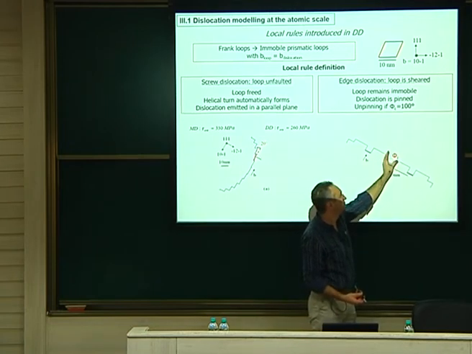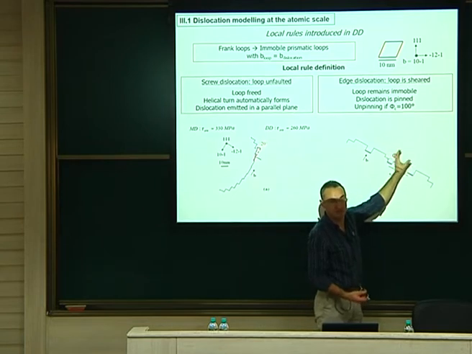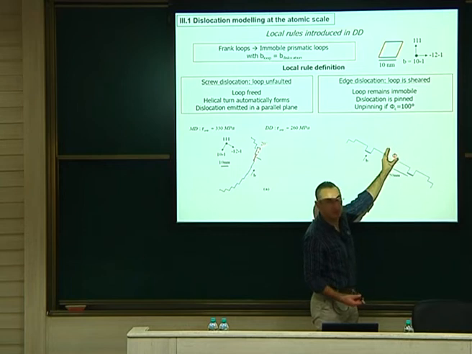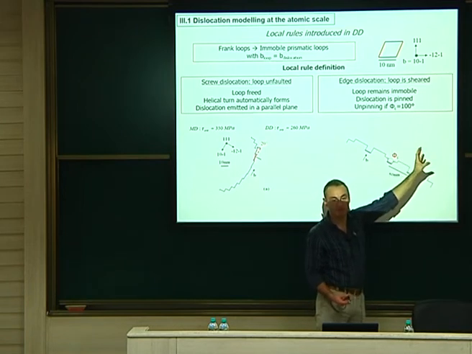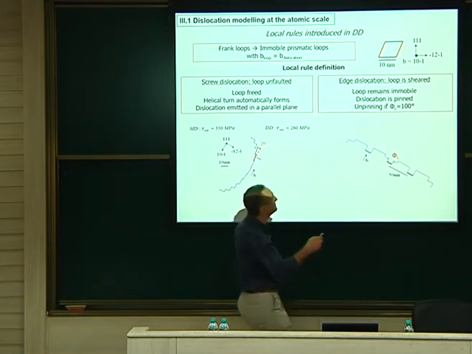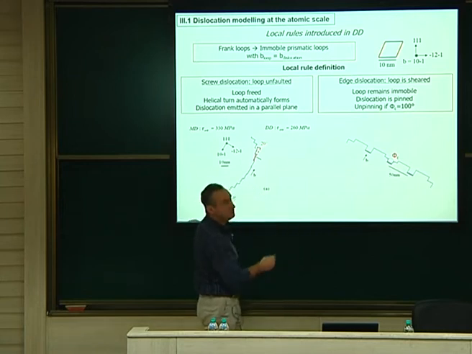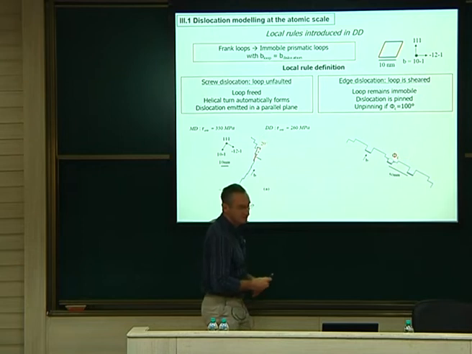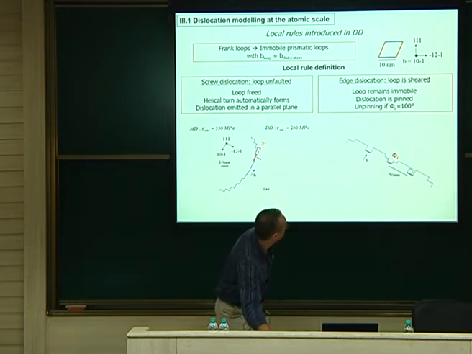If this angle is too large, it is a hard obstacle. And for a given value of phi c, I will free my dislocation. So there is a critical pinning stress. And we measure the angle at which it will free the dislocation in order to match with the MD simulations. And we found that this should be about 100 degrees. So this is what we put in the code.